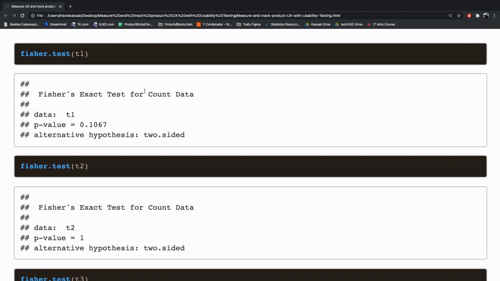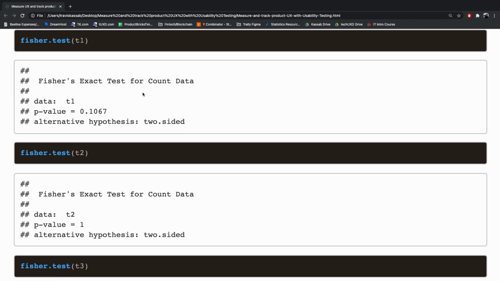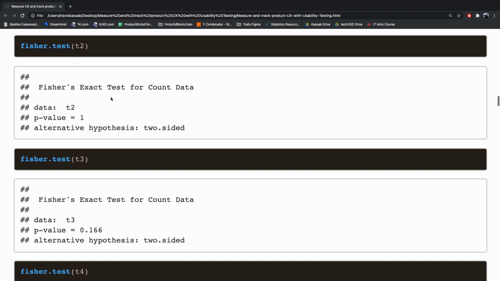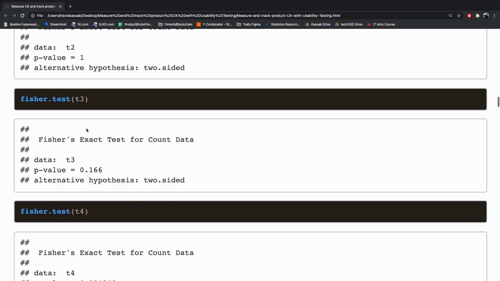So we run a Fisher exact test for each of the 5 3x2 contingency tables. And that corresponds to each task. So for task 1, we have a p-value of 0.10. So basically at the 89% confidence level, there is a difference. There is a statistically significant difference somewhere on task 1 between the products and the completion rate. Task 2 has a very high p-value, so there is likely no difference.